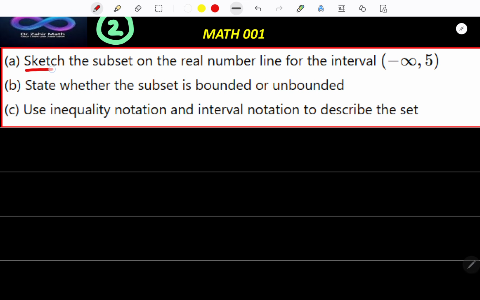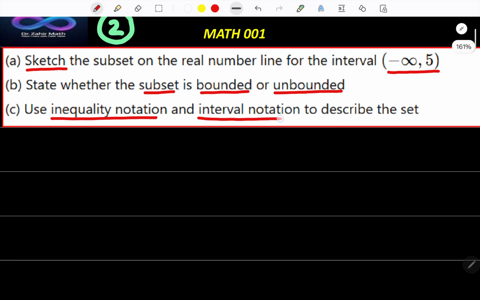Sketch the subset on the real number line for the interval minus infinity comma 5. State whether the subset is bounded or unbounded. And also use inequality notation and interval notation to describe the sets.